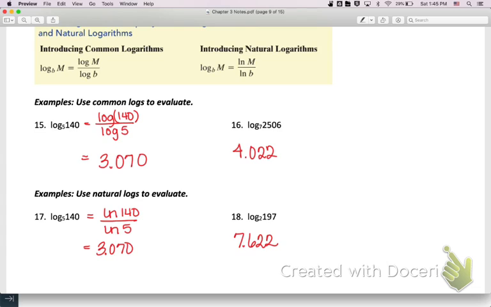There are your answers. If that's not what you're getting, then it's probably something about what you're typing into your calculator. So make sure we get a chance to look at that the next time I see you. And that is it for our log properties.